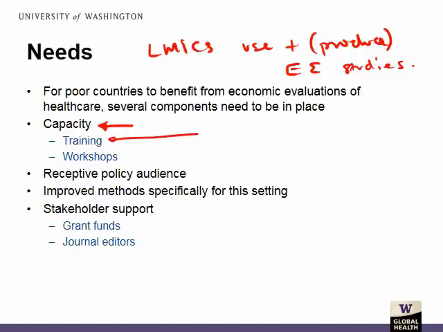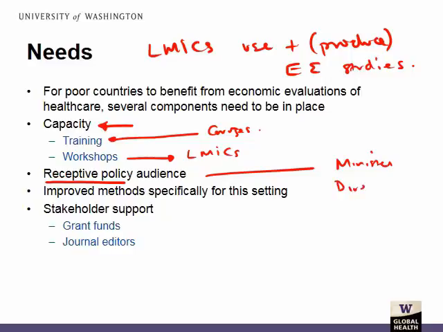And my current mentor, Lou Garrison, and I go around low and middle income countries and perform one-day workshops. In fact, we have some workshops coming up in Uganda and Kenya. The other thing you need is a receptive policy audience. The idea that you can go to the minister or the director of planning of a ministry and tell them that there's this new intervention and it's cost effective. Would you consider changing your policy?